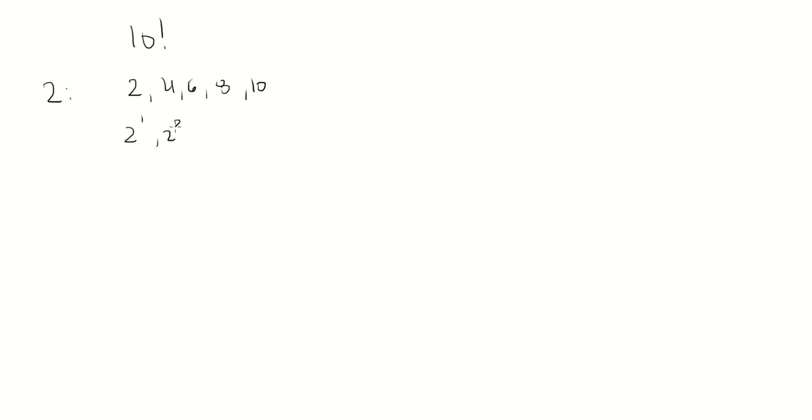4 factorial, there's only 2 2s. 2 to the 6th, there's only 1 2. And then 2 to the 8th, there's 3 2s. And then for 10, there's only 1 2. So in total, if we were to add all of these 2s, we have 1 plus 2 plus 1 plus 3 plus 1. That's going to give us 8 2s.